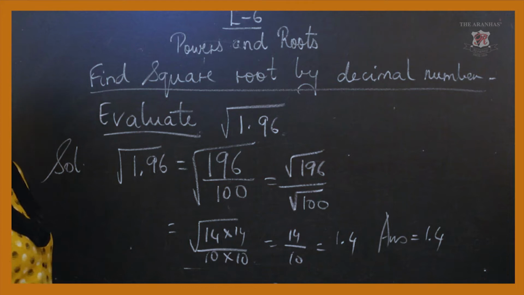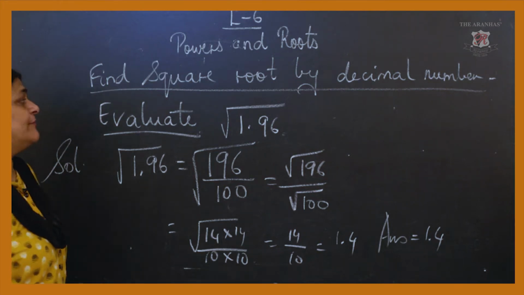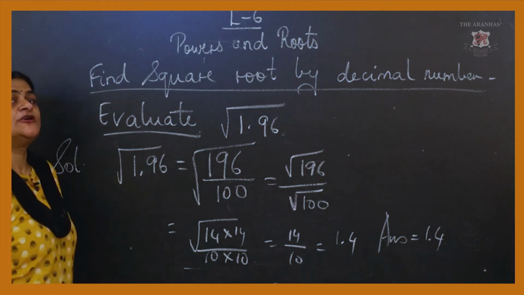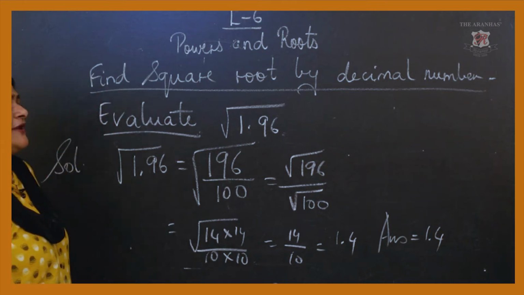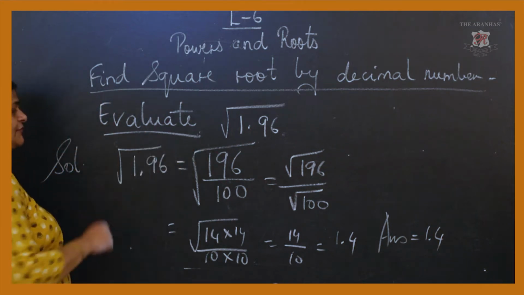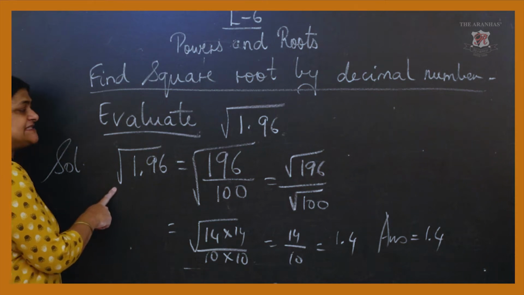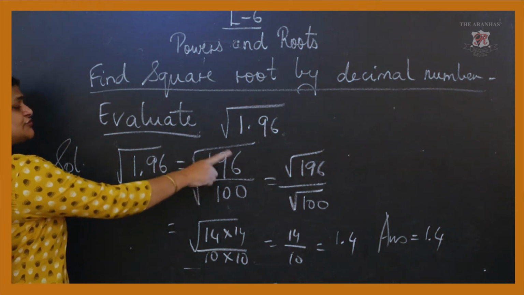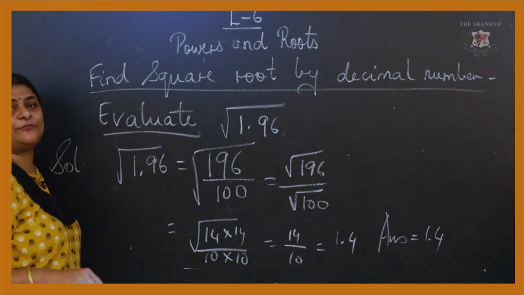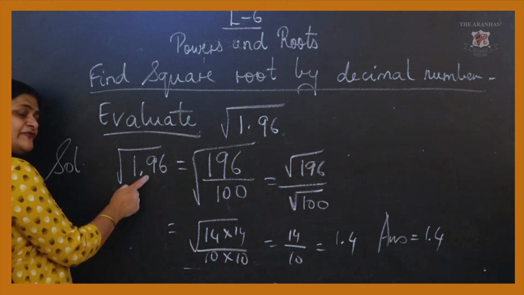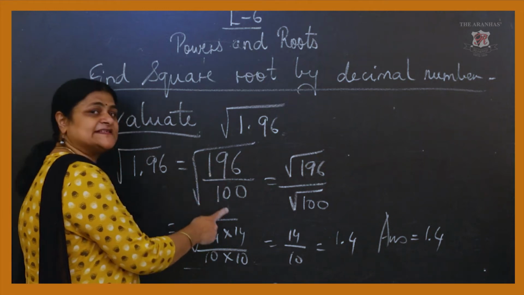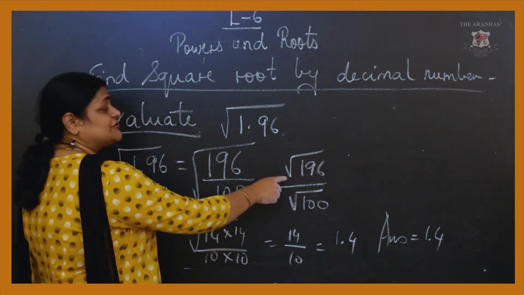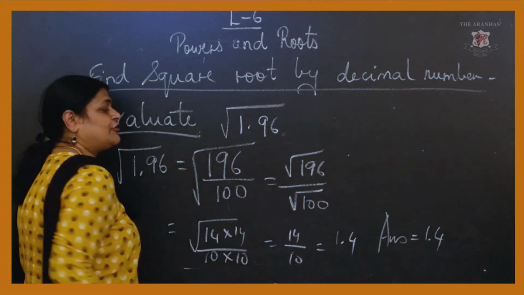This is how you have to find the square root of a decimal number. I have given you all, evaluate root 1.96. So it is the decimal 1.96. So as the sum, you are writing over here root of 1.96 is equal to root of 196 divided by 100. You know 196 divided by 100 will come to 1.96. That is equal to root of 196 divided by 100 is equal to root 196 upon root 100.